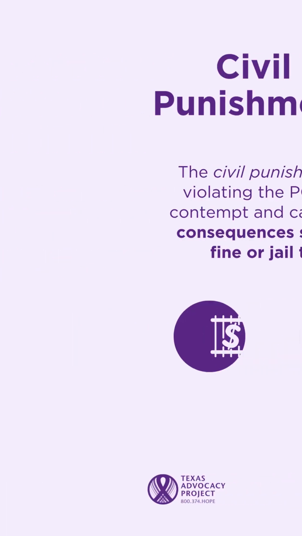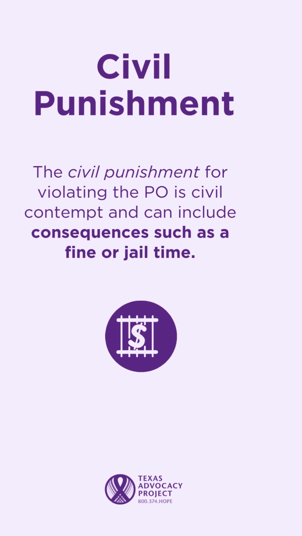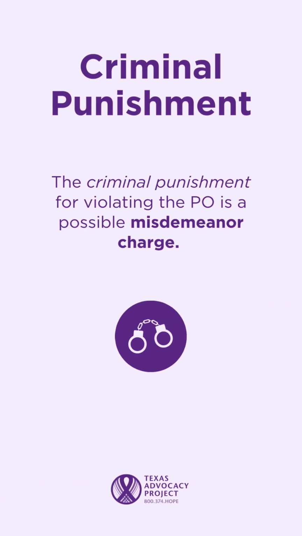The civil punishment for violating a protective order is civil contempt and can include consequences such as a fine or even jail time. The criminal punishment for violating a protective order is a possible misdemeanor criminal charge.